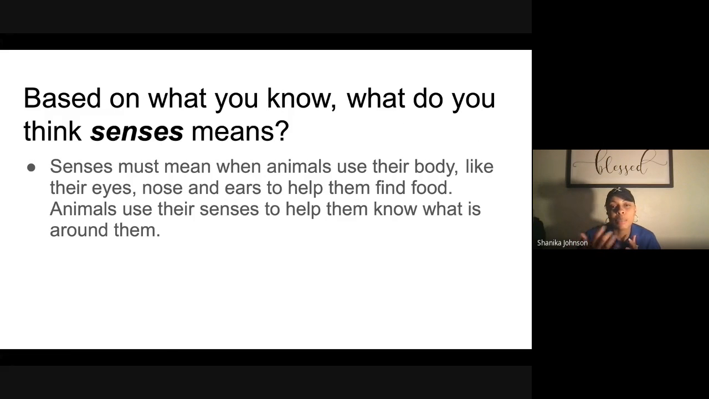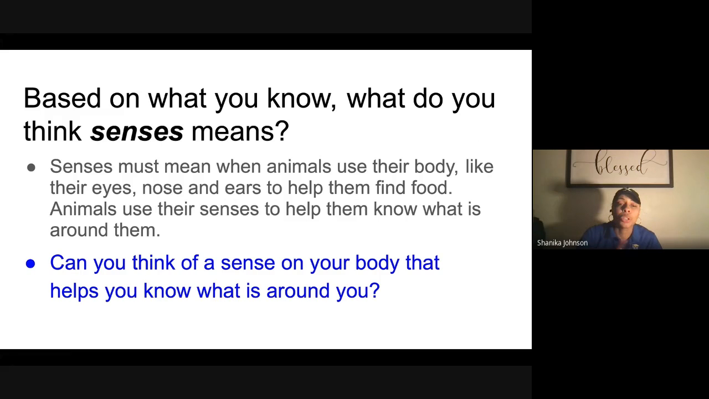So senses must mean when an animal uses their body, right? Because remember, the bird used its eyes, the snake used its nose, and the dog used its ears. And all of those things are on their body. So senses must mean when an animal uses their body, like their nose or their eyes or their ears, to help them find food. Senses can also help them know what is around them so that they can figure out if what's around them is food or not.